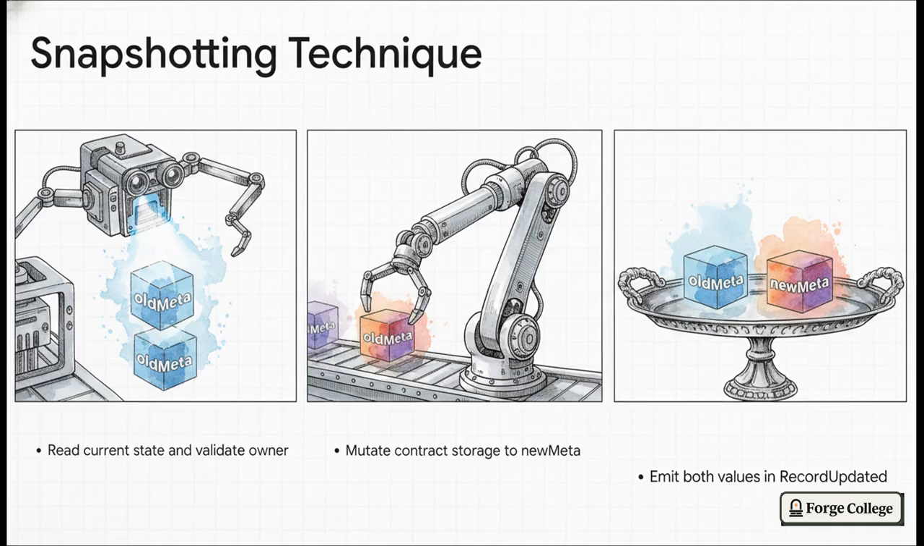We save the old metadata into a temporary local memory variable, which we'll call old meta. Next, we safely mutate the contract storage over to the new meta. Finally, we emit our record updated event, passing in both our saved old meta and our freshly written new meta. This is a really clever technical move because it completely saves our monitoring tools from having to do those expensive, complex historical state reads. We're essentially handing them the exact delta on a silver platter.